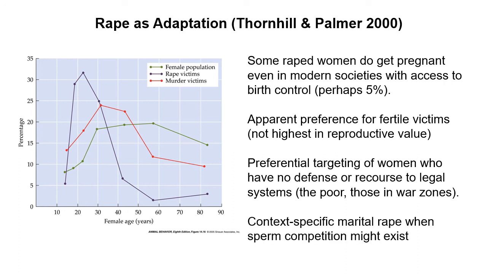And the final thing I'll just mention is that when marital rape does occur, not always, but it typically occurs in the context of sperm competition. What is sperm competition? Sperm competition is when there's the possibility that the female, the wife in this case, may have been unfaithful, may be able to get pregnant with someone else's child. When men suspect their wife is unfaithful, they are more likely to commit marital rape.